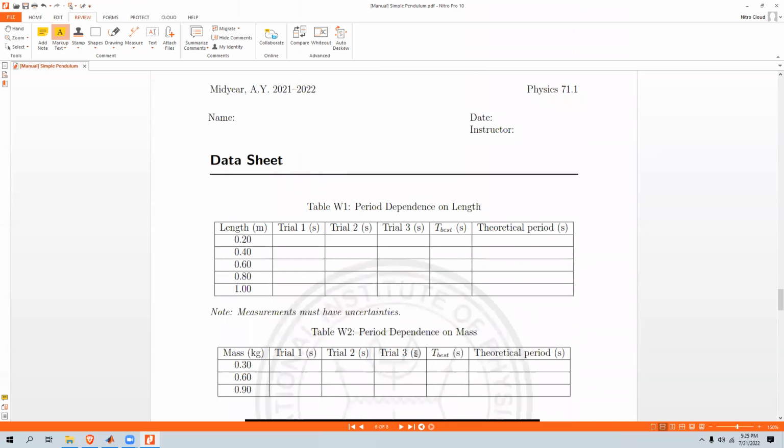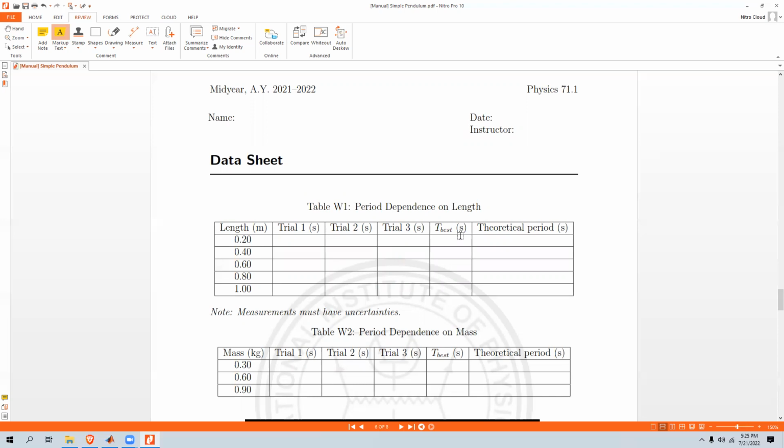Okay, now we move on to our actual data sheet. So the period dependence on length will be on table W1. So you will be measuring 10 oscillations for 3 trials with varying lengths. So here, I want you to record each period that you have measured when you have done 10 oscillations.